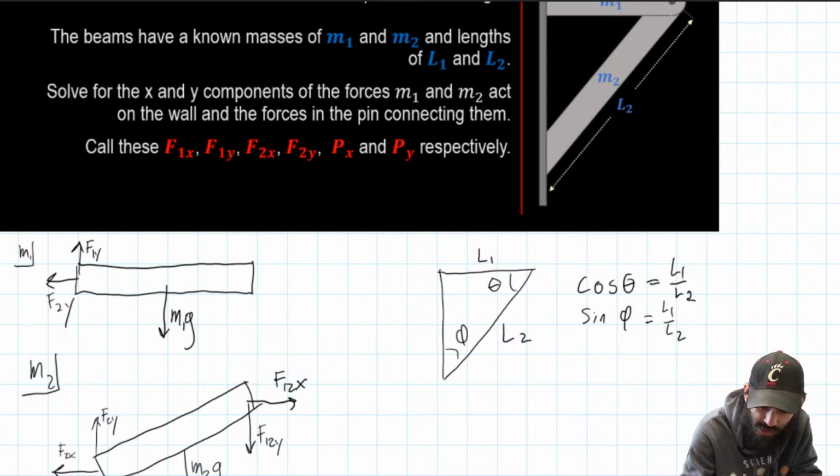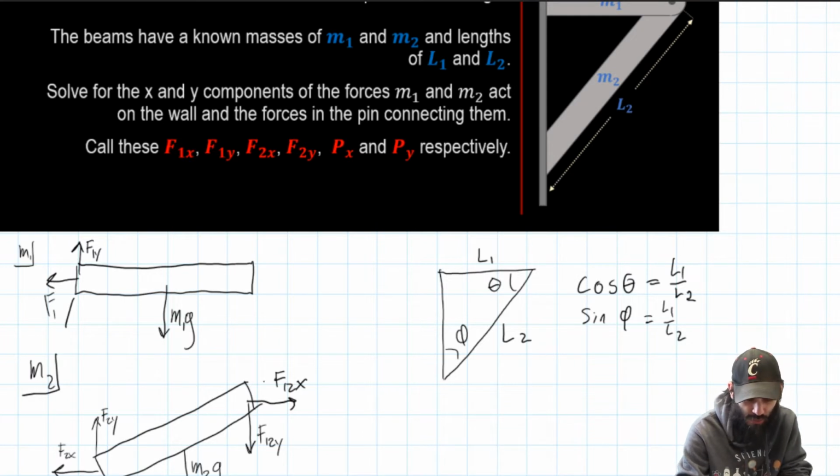Okay, so I mislabeled one of my indices here, so this should be an F1y, okay, F1y. And then this force that 2 acts on 1 needs to be equal and opposite. This is a matter of Newton's third law. So the force that this one is going to act on this one is going to be like this. So this is going to be F21x, and then this is going to be F21y.